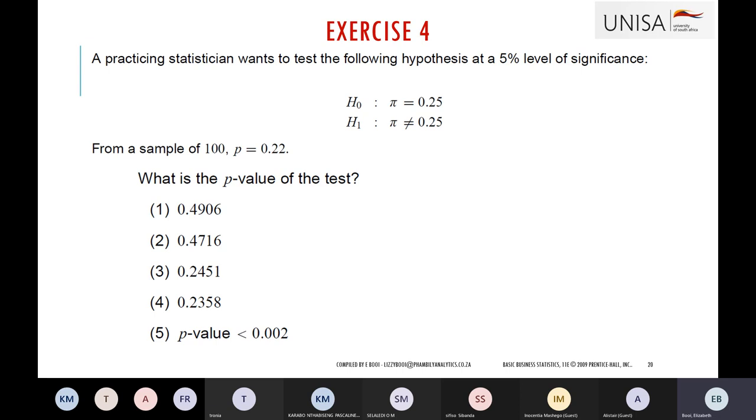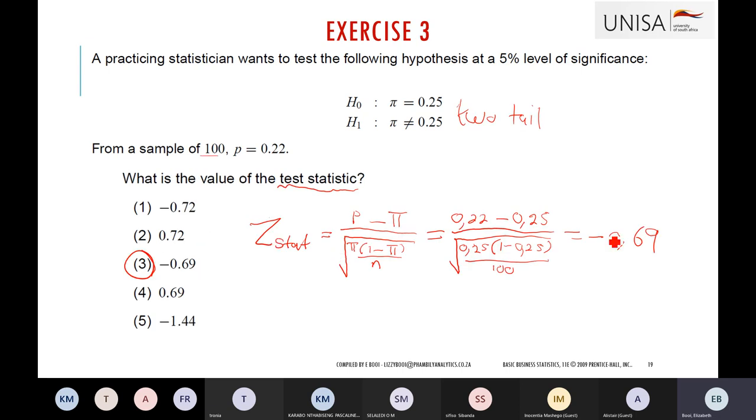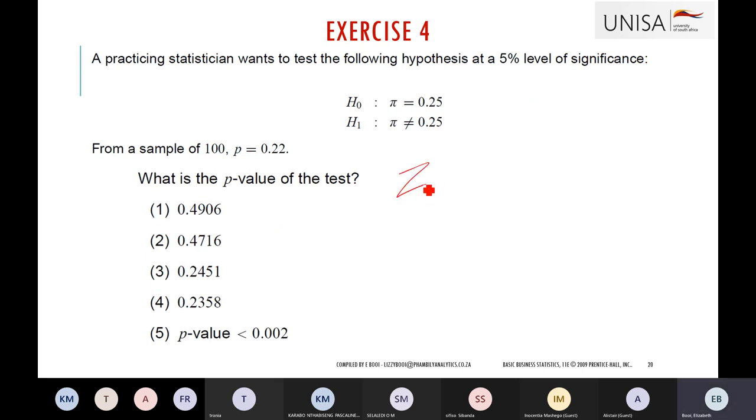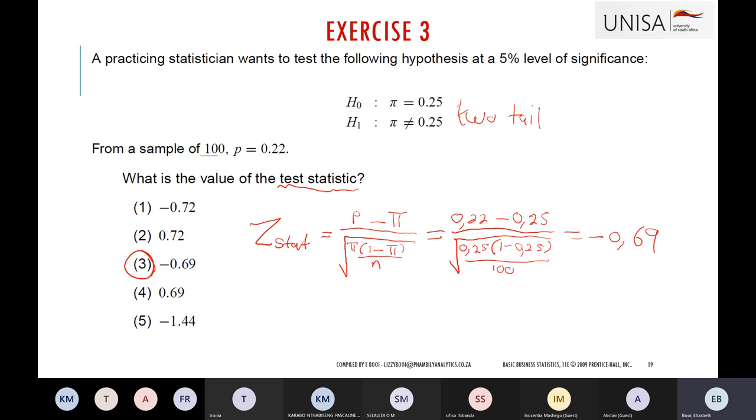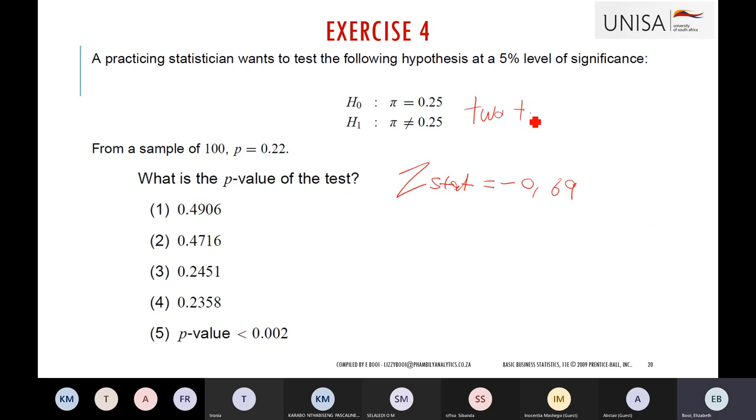Next question, based on the same information. Our Z stat is minus 0.69, and we are doing a two-tailed test. So you need to use this Z value to go to the table and find the p-value. I'm not going to tell you what you need to do, I just want to see your answers. Are you winning?